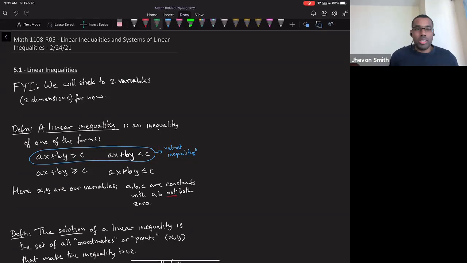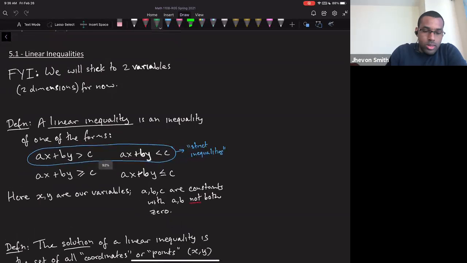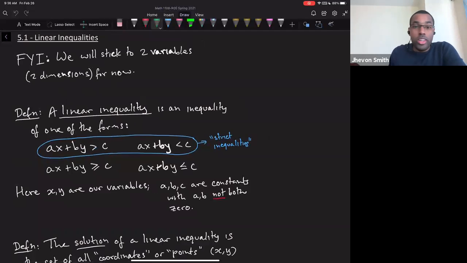So let's do a quick recap of what we did last time. We started talking about linear inequalities, and we're going to extend that today to systems of linear inequalities. Just to remind you, a linear inequality is just something that can be written in one of these 4 forms. So ax plus by greater than c, less than c, greater than or equal to c, less than or equal to c.